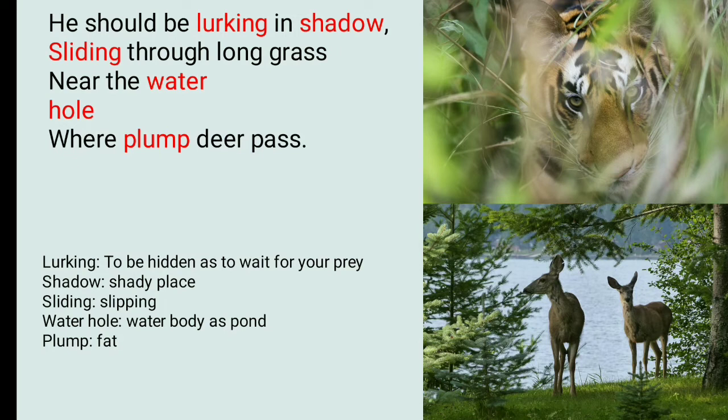The poet tells us that if the tiger would be inside the forest, he should be lurking, hidden, and waiting in the shady area of the forest, and there he would be sliding slowly, gradually through the long grass near a water body, near a water hole. He would be waiting there for a fat, healthy deer to come, so he can attack it and have it as his meal, his food. So this is the situation when the tiger would be in the forest.